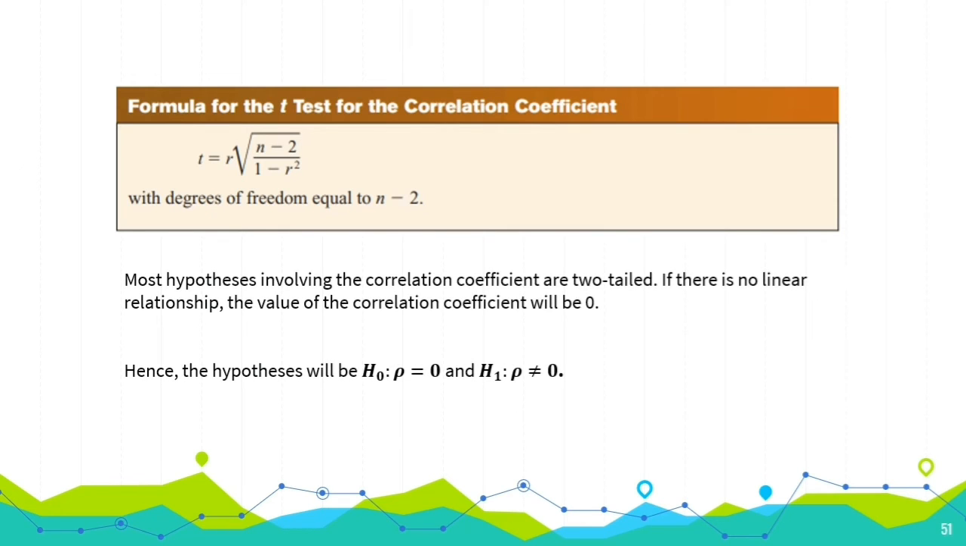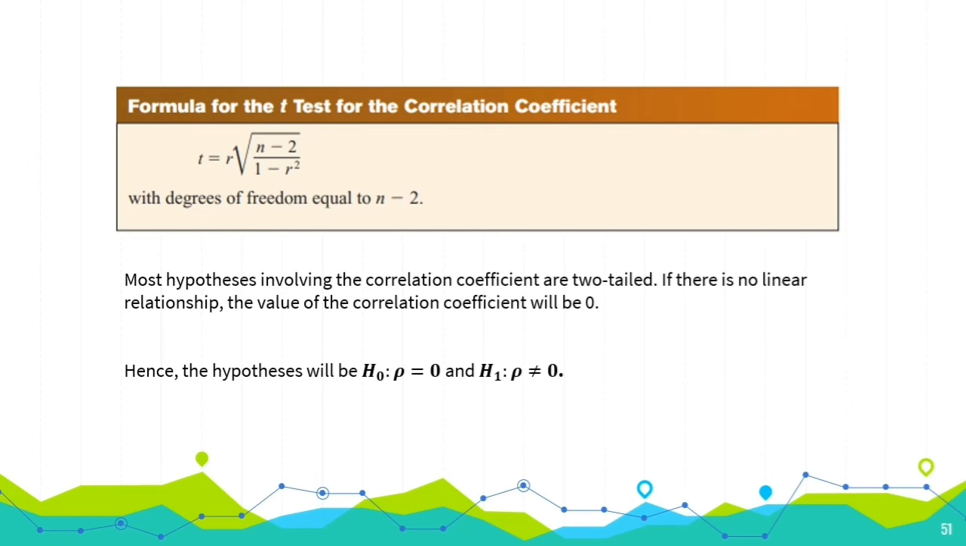Most hypotheses involving the correlation coefficient are two-tailed. If there is no relationship, the value of the correlation coefficient will be 0. Hence, the hypothesis will be the null hypothesis of rho is equal to 0 and the alternative hypothesis of rho is not equal to 0. You do not have to identify the claim here since the question will always be whether there is a significant linear relationship between the variables.